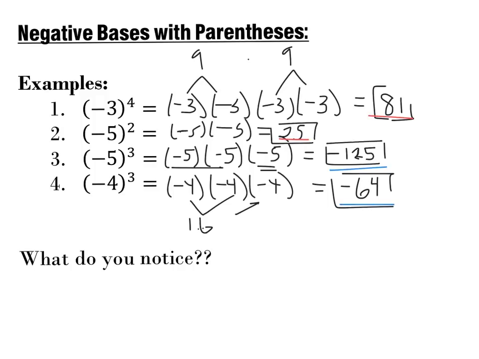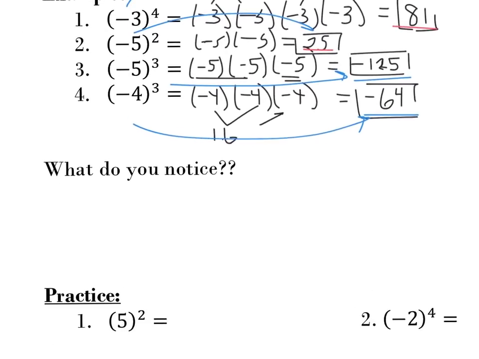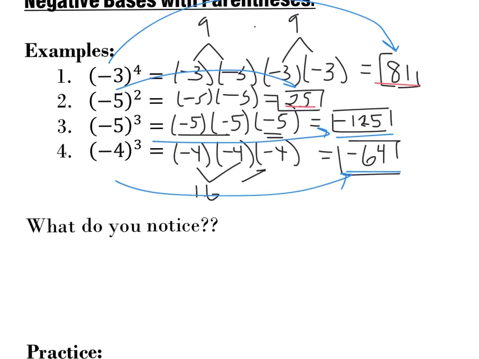Do you notice anything? How do I get from here to here, and here to here, and here to here, and here to here without showing any work? Hopefully you notice that when your exponent is even, you have a positive answer, and when your exponent is odd, you have a negative answer. So what do you notice if we write that down?